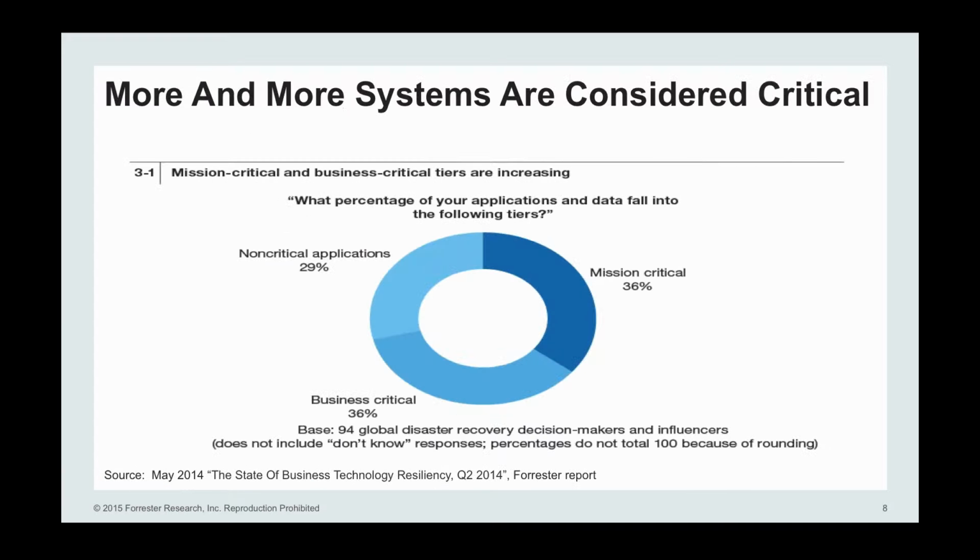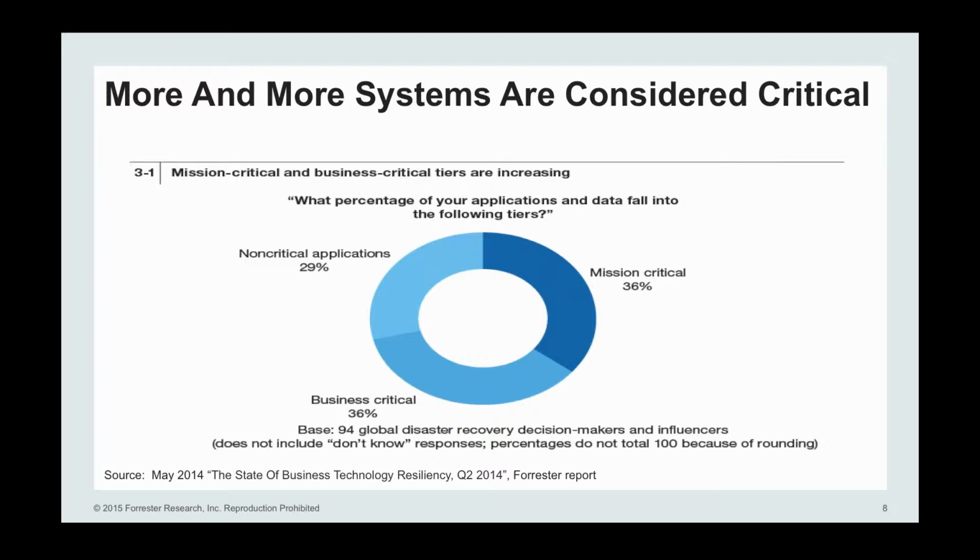Next section we're talking about is more and more applications are being considered as critical. Only 29% of respondents said that their applications were non-critical. And non-critical applications tend to be things like test and dev and other applications that are important but really don't impact the business if they go down.